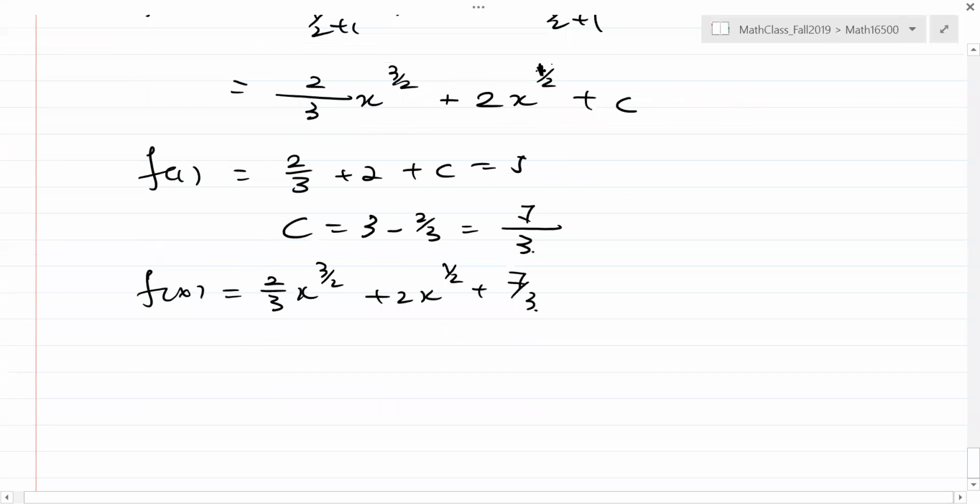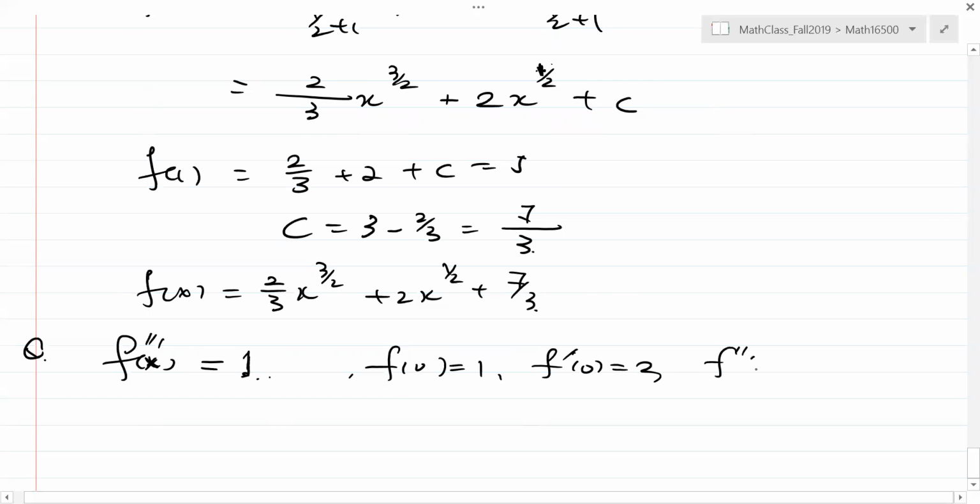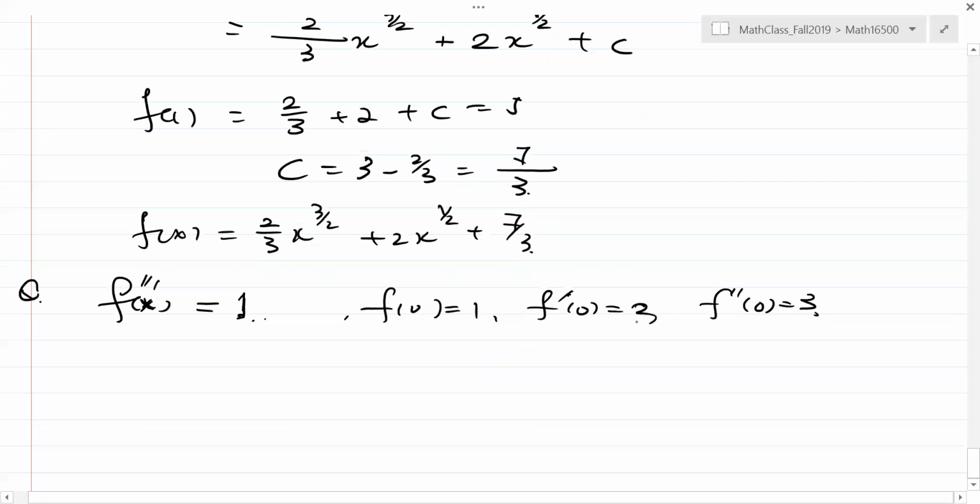All right. So the next one is going to be f of x, the third derivative, not the second derivative, is going to be 1, identically 1. Okay. And we know that f of 0 is 1, f prime of 0 is going to be 2, and f double prime of 0 is going to be 3, for example. Okay. So this is a third order derivative.